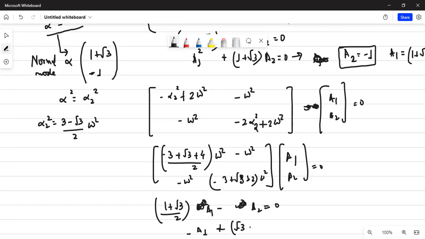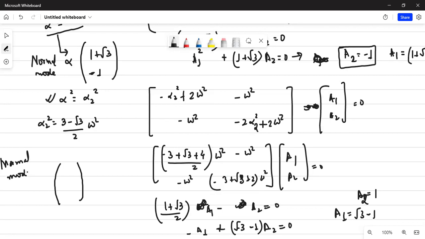minus, sorry, root 3 minus 1 a2 equal to 0. In other words, if I write a2 as 1, your a1 would be simply root 3 minus 1, right? So if this is your solution, alpha square equal to alpha 2 square, the normal mode will be proportional to root 3 minus 1 here, and 1 in place of minus 1 here, right? Done.